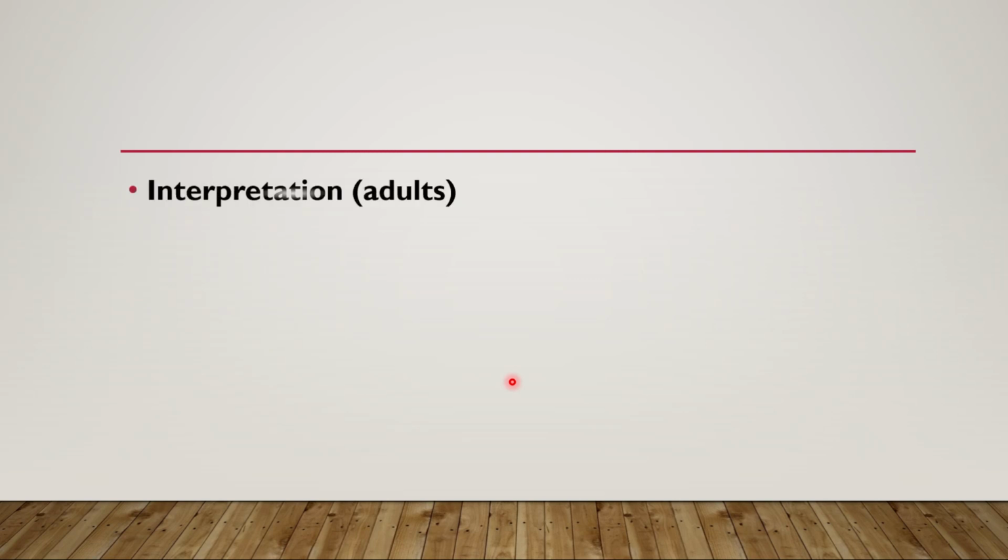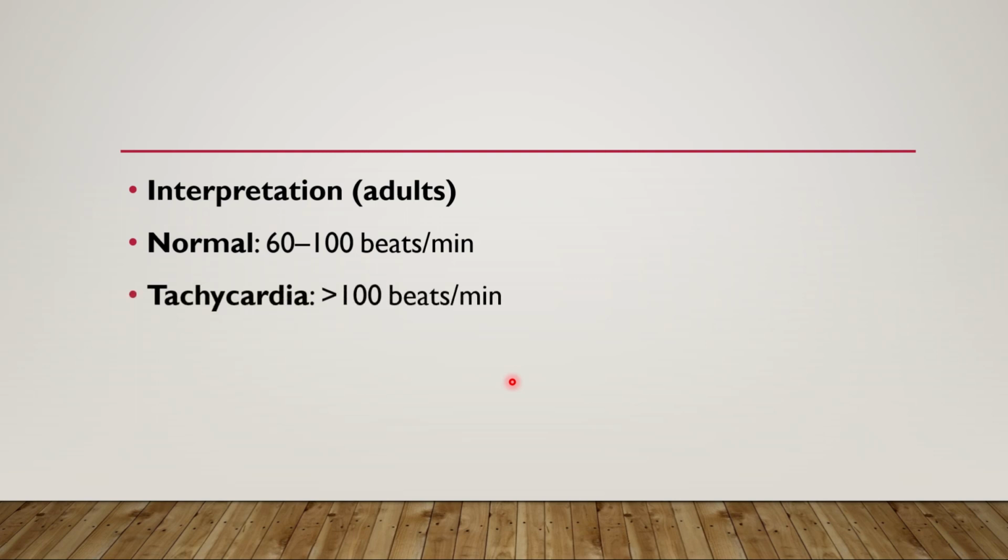In adults, the normal heart rate is between 60 to 100 beats per minute. And if it is more than 100 beats per minute, it is known as tachycardia. A heart rate which is less than 60 beats per minute is called bradycardia. Now we will move on to the next step, which is the rhythm.